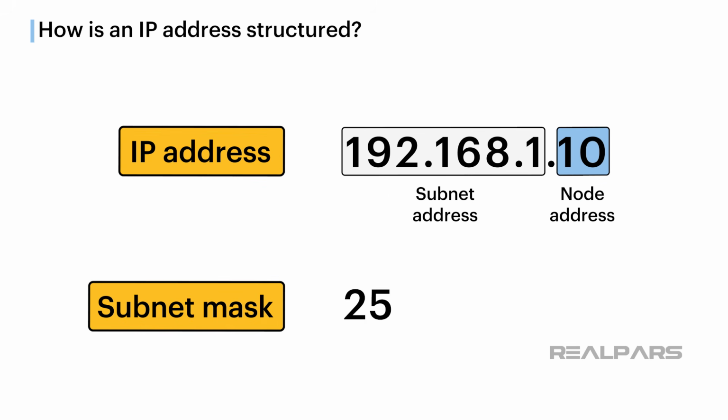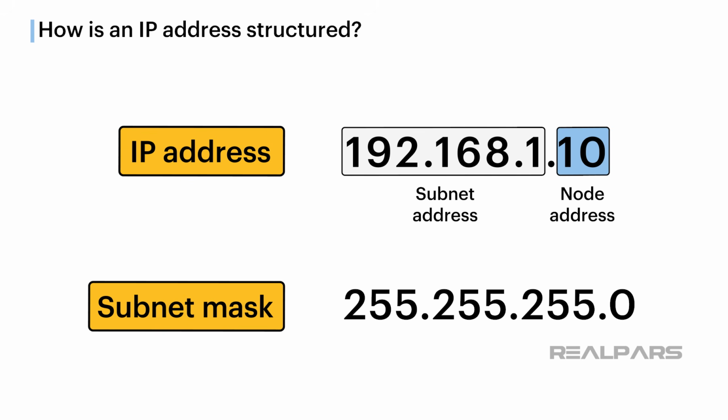A subnet mask defines which portion of the IP address is the subnet address. The most commonly used subnet mask is 255.255.255.0. When using this subnet mask, the first 3 octets of the IP address are the subnet address. In the example above, the subnet address is 192.168.1, and the node address is 10.